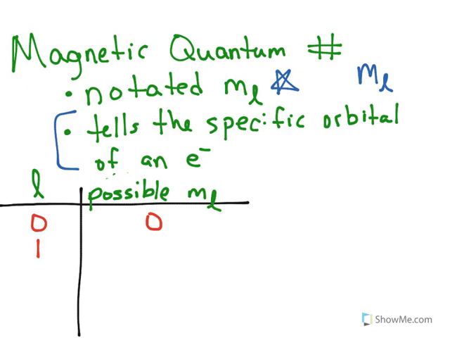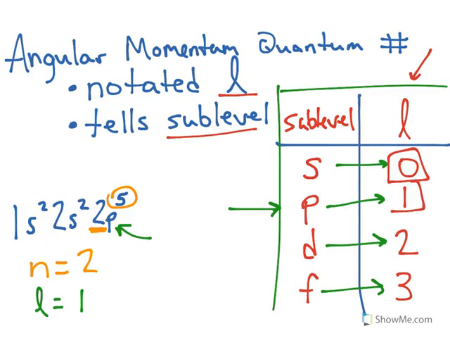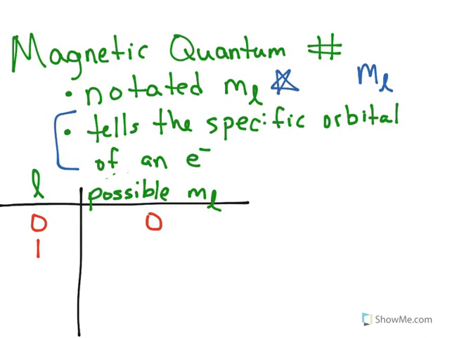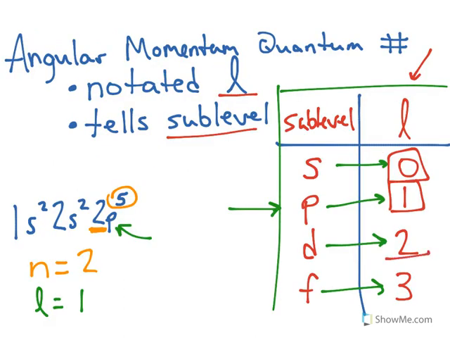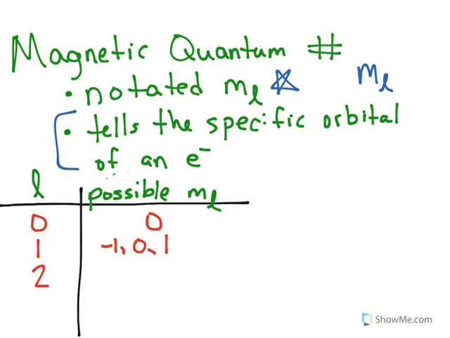If your L value is 1, that means you're in a P sublevel. Now, remember, a P sublevel actually contains 3 orbitals, so we have to have 3 possible M sub L values. We designate them as -1, 0, or 1. Now, this pattern continues. If your L value is 2, then you're in the D sublevel, and a D sublevel has 5 orbitals, so our options are -2, -1, 0, 1, or 2.